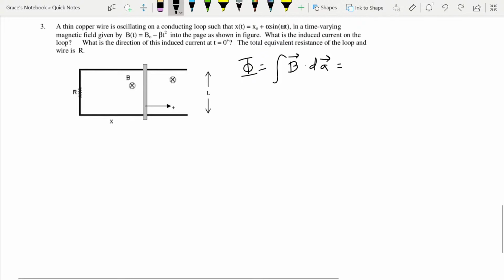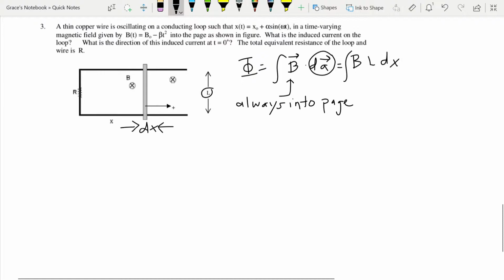current. So the flux is given by the integral of B dot dA, and B is always going to be into the page as shown and as stated in the problem, but dA is a function of dx, and dA you can find by multiplying L and dx together, and dx is just the small change in distance of the thin copper wire as it moves from position 0 to x. And when you solve that, that gives BLx, and so taking the flux and finding the derivative and multiplying by -1, we can solve for V EMF.